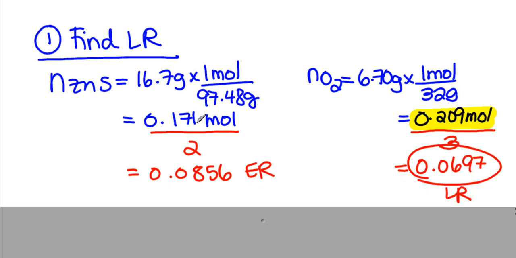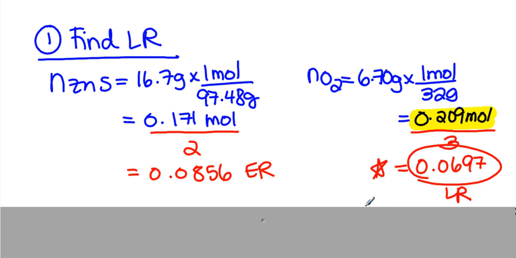So in blue, we've got our mass divided by molar mass to get our moles of both reactants. Zinc sulfide is 0.171, and oxygen gives us 0.209 moles. When we divide by the balanced equation coefficients, there's a 2 in front of zinc sulfide, so we divide it by 2. There's a 3 in front of oxygen, we divide it by 3. And when we look, which is the smaller number, the oxygen is. So that tells us oxygen is our limiting reactant.